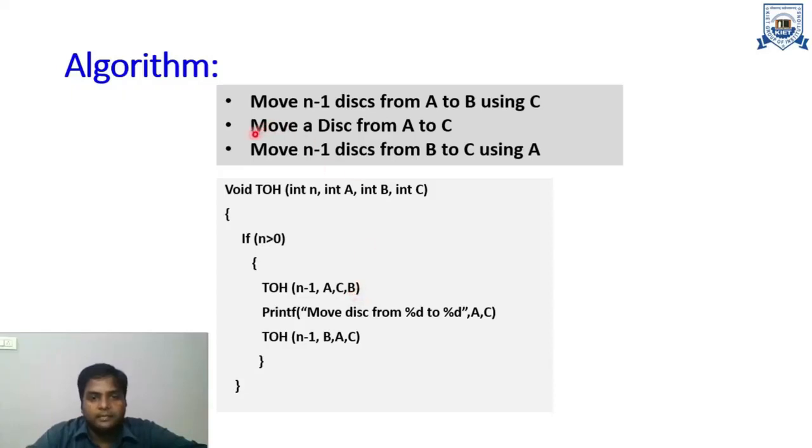Now what is the second step? Move a disk from A to C. So here we move a disk from A to C. Next, we move n minus 1 disks from B to C. B is your source, C is your destination, and A is used as the middle one. Now just see, we move n minus 1 disks from B, B is your source, C is your destination, and A is the middle one. So this is the algorithm through which we can implement the concept of Tower of Hanoi.